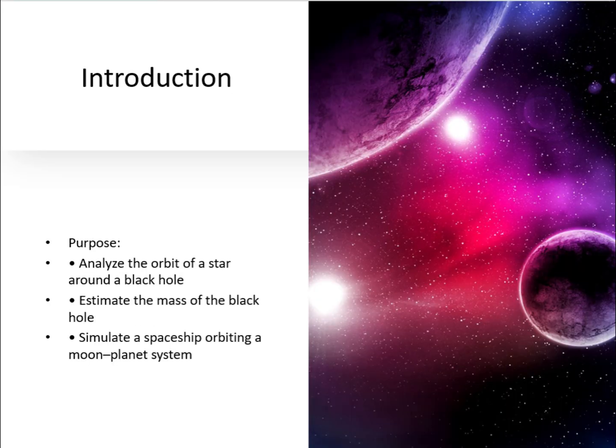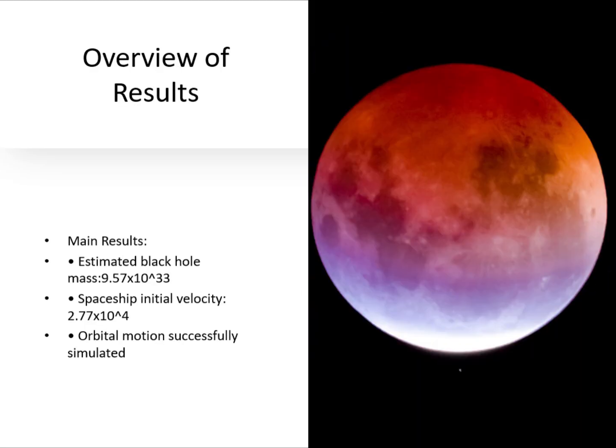The purpose of this lab was to use computational modeling and Newtonian gravity to analyze orbital motion in two different situations. In part 1, I used position data of a star orbiting a black hole to estimate the mass of the black hole. In part 2, I simulated the motion of a spaceship near a planet-moon system and determined an initial velocity that allowed the spaceship to orbit both bodies without crashing.